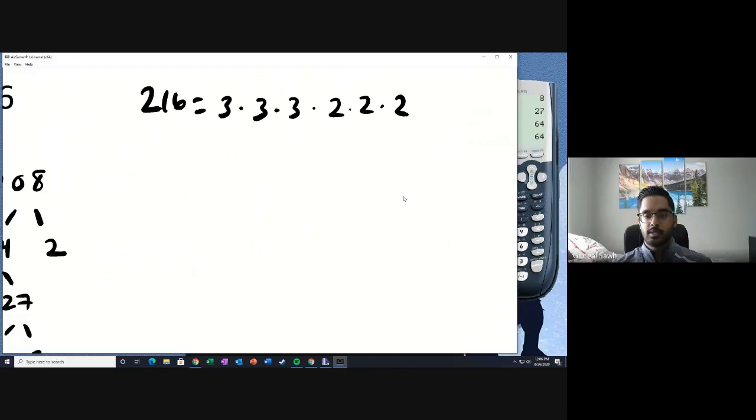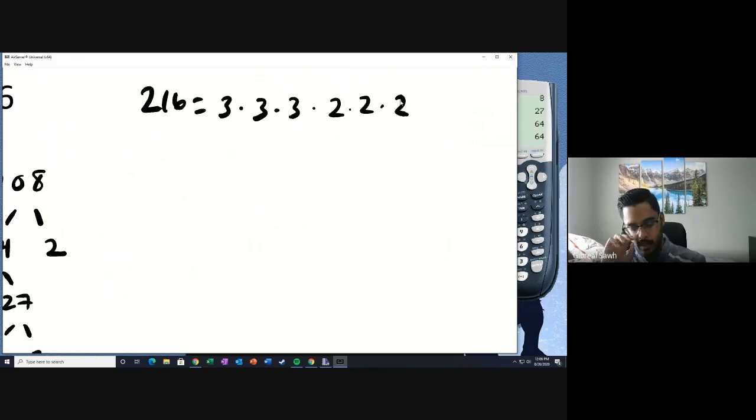Now if I try to do this in 2 equal groups, I have 3 3s, which I can't split evenly into 2 parts, and 3 2s, which I also can't split evenly into 2 parts. So I know it isn't going to be a perfect square. So now we've got to check if this can be a perfect cube.